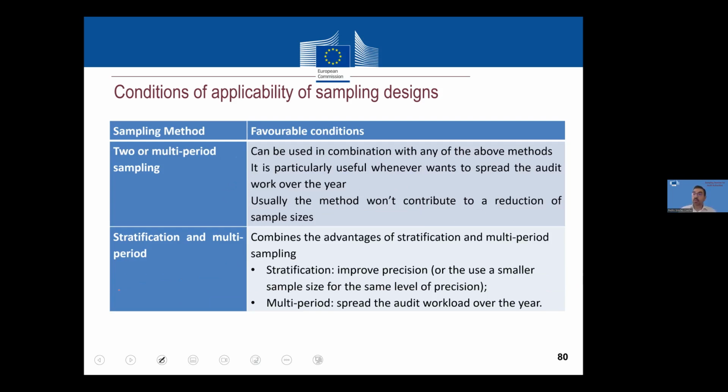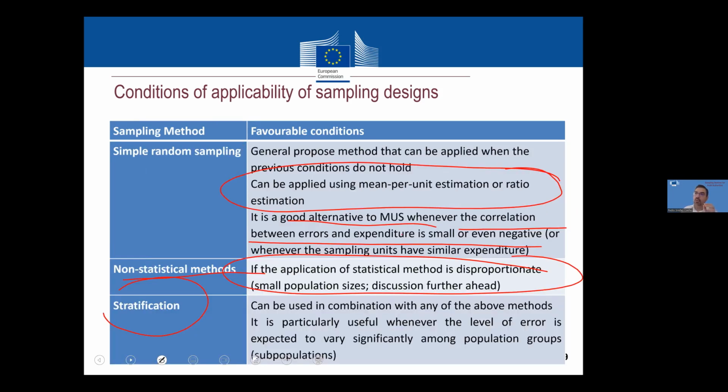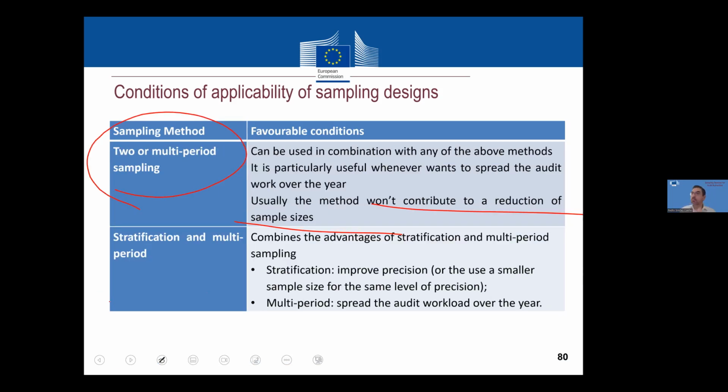Multivariate sampling can also be used in combination with any of these methods in order to guarantee that we are able to spread audit work over the year and avoid the concentration of the audit work by the end of the year. It's very important to make clear that multivariate approaches usually do not contribute to reduce sample size. The goal of reducing sample size is attributed to stratification. Multivariate approaches do not reduce sample size or can even slightly increase sample size. The advantage of the multivariate approach is to allow us to spread the work over the year instead of concentrating it by the end of the year.